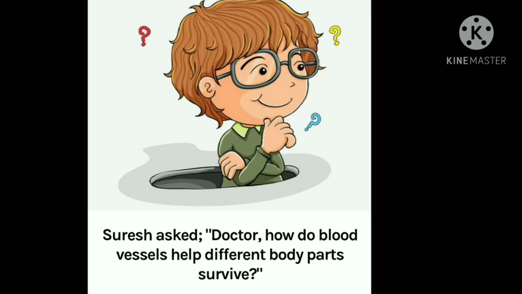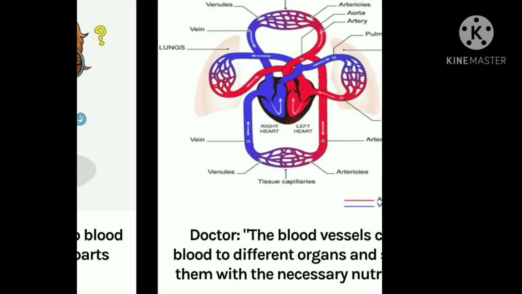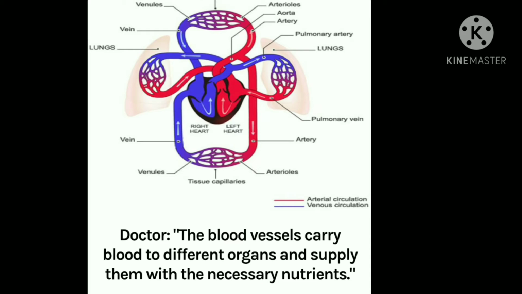Suresh asked, Doctor, how do the blood vessels help different body parts survive? The doctor says, the blood vessels carry the blood to the different organs and supply them with the necessary nutrients, and as you are aware, the oxygen also. See here the diagram of how the blood is transferred. In the red color there is oxygenated blood, and in the blue color there is deoxygenated blood. Okay, so from all over the body, the deoxygenated blood.